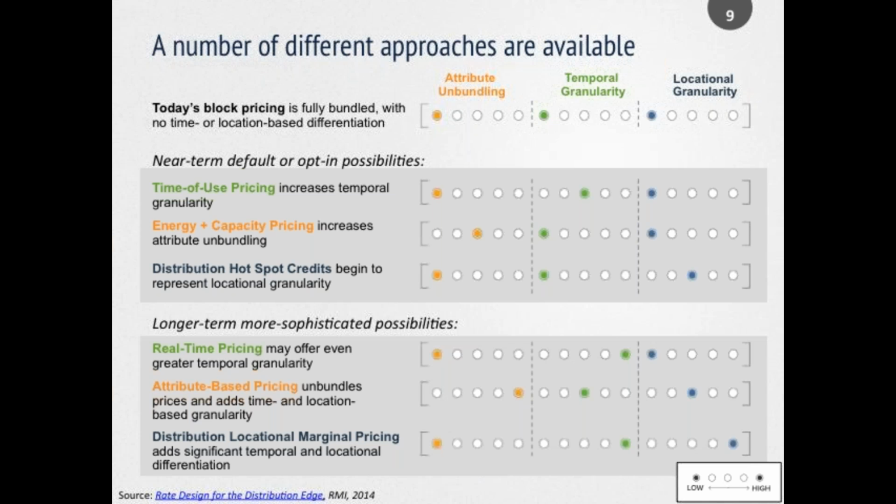And in addition to those, there's a variety of longer term, more sophisticated possibilities that are potentially available. So things like real-time pricing, which have been tested out a little bit, but really begin to further increase temporal granularity. Additional attribute-based pricing and distribution locational marginal pricing, way at one end of the spectrum, are probably down the road a little bit, but it's important to keep in mind that these things are out there. And the transition of rates is really something that's going to happen over time as we move toward these more sophisticated possibilities.